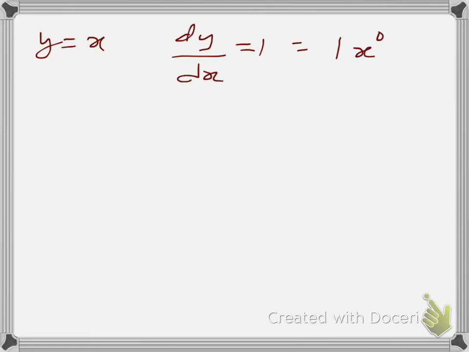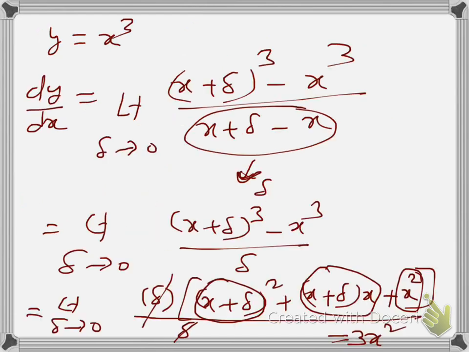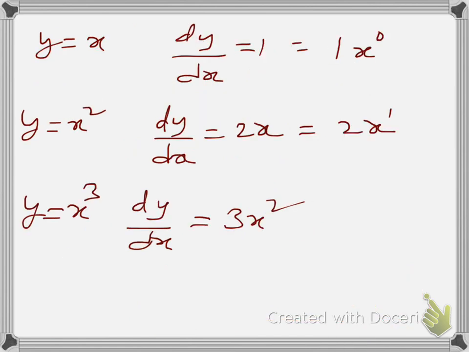So if y is x, then dy by dx is 1. But for clarity, I'll write it as 1 into x power 0. X power 0 is 1 only. When y is x square, dy by dx is 2x. For clarity, I write 2x power 1. When y is x cube, dy by dx is 3x square. That's what we got just now. So I can go like this. When y is x power 4, dy by dx is 4x cube. Rate of change of y with respect to x.